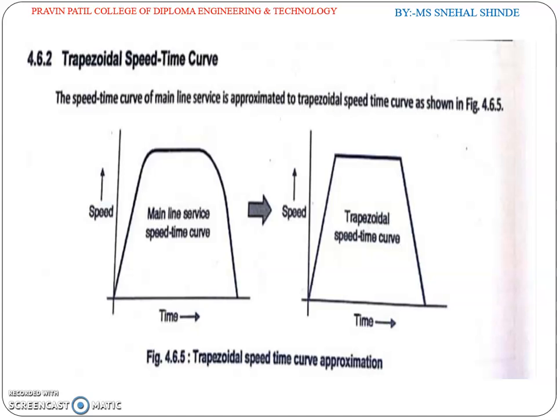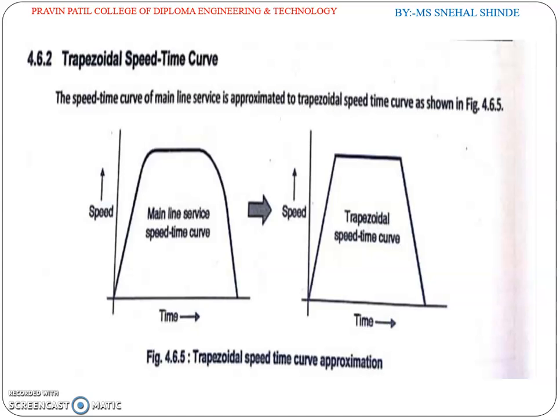Next is the trapezoidal speed time curve. So the speed time curve of the mainline service is approximated to the trapezoidal speed time curve. So here the mainline service speed time curve and the trapezoidal speed time curve is shown. So the speed time curves for different services have different natures. For making the calculations easy, these speed time curves are drawn in a simple way.